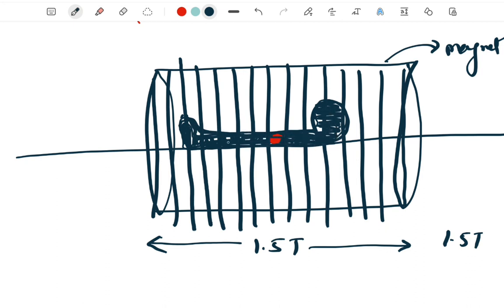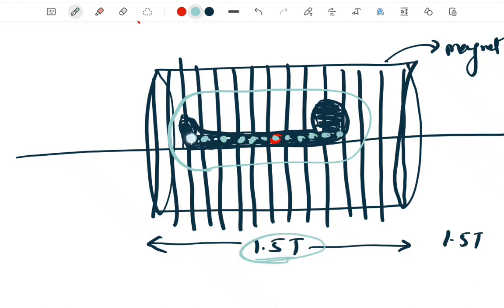So each and every point of this body has one frequency. Field means frequency. If the field is 1.5 Tesla, definitely there will be some frequency. So this patient is lying in this magnetic field, and this entire body is experiencing a magnetic field, B0, that is 1.5 Tesla. Each and every point in his body is experiencing the same magnetic field, 1.5 Tesla.